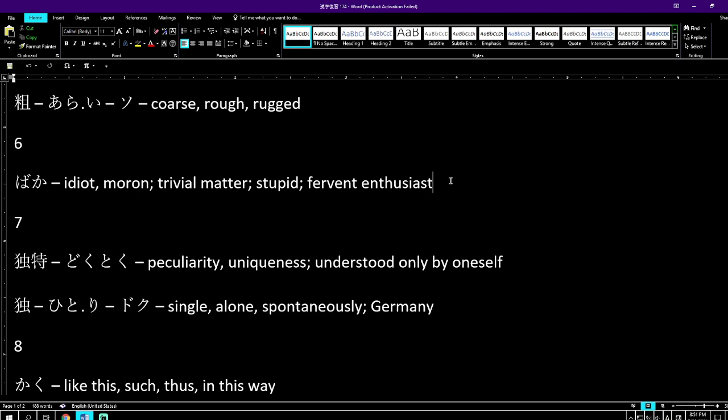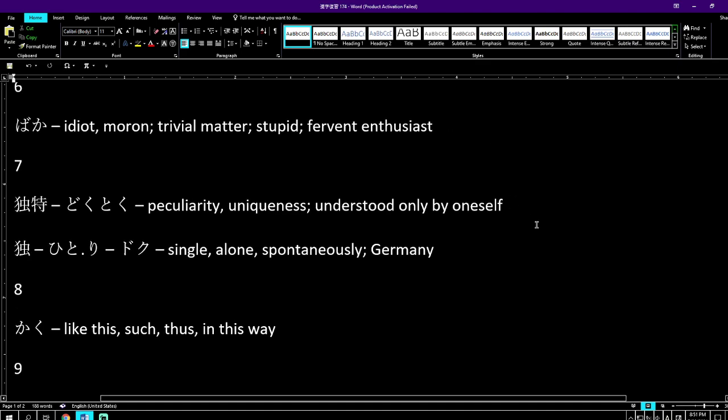Baka is a dummy or a fervent enthusiast for something. He's a fool for X. Baka. Number seven is dokutoku. Dokutoku is peculiarity or uniqueness. We've already learned one word for this in tokuchou. Tokuchou. And this is another one with peculiarity or uniqueness or only understood by oneself.